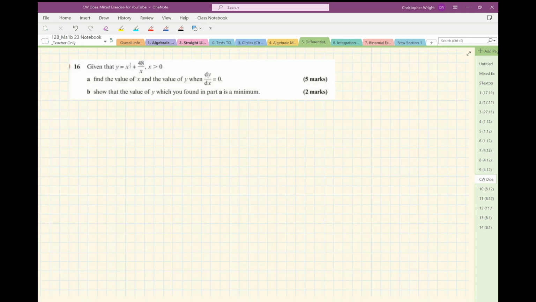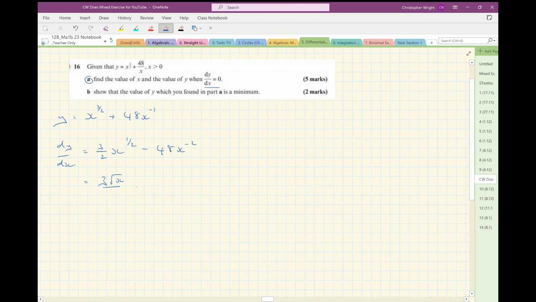Question 16, right. I am told here that y is x to the power of 3 over 2 plus 48 times x to the power of minus 1. And in part A, I'm asked to find the value of x and the value of y when dy by dx equals 0. So let's differentiate to find dy by dx first of all. Okay, so there's dy by dx. I'm going to write that as 3 root x over 2 minus 48 over x squared, because I prefer that.